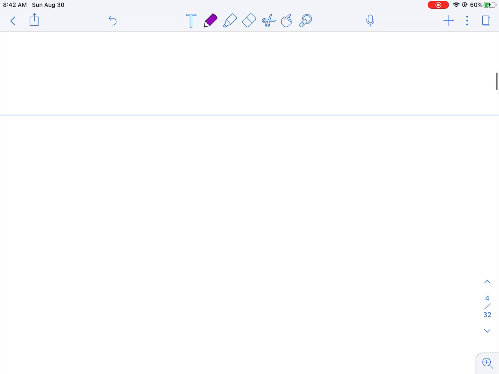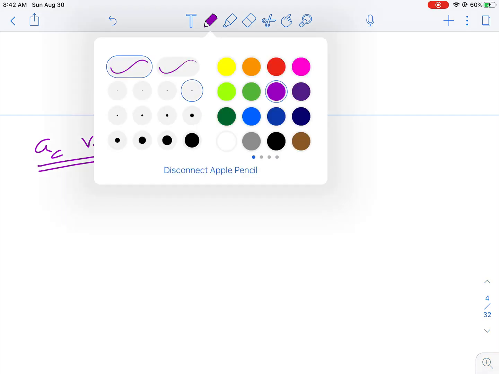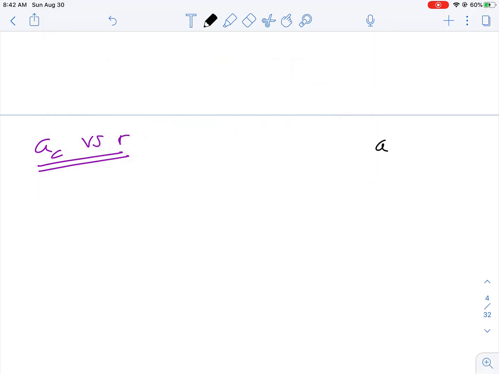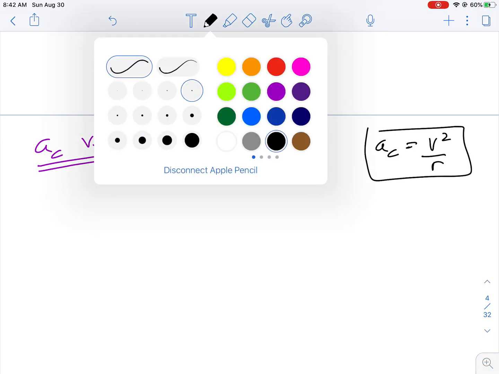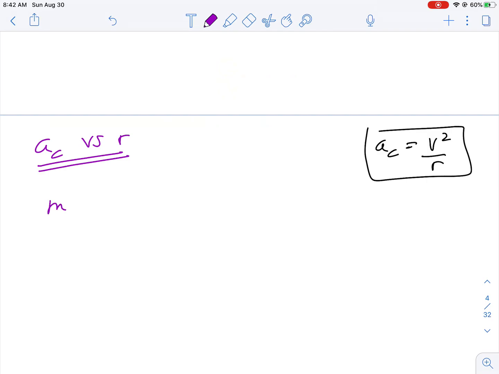Okay, here's the other relationship that we should be aware of. We do AC versus R. And again, I'll put over here the equation: AC is equal to V squared over R. In this case, the manipulated variable would be R. The responding variable would be AC, and now the control would be the other variable, which is V. So we're keeping it at a constant speed.